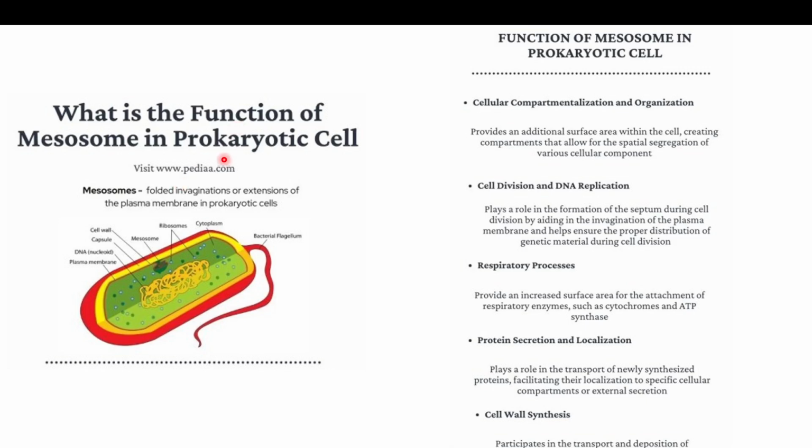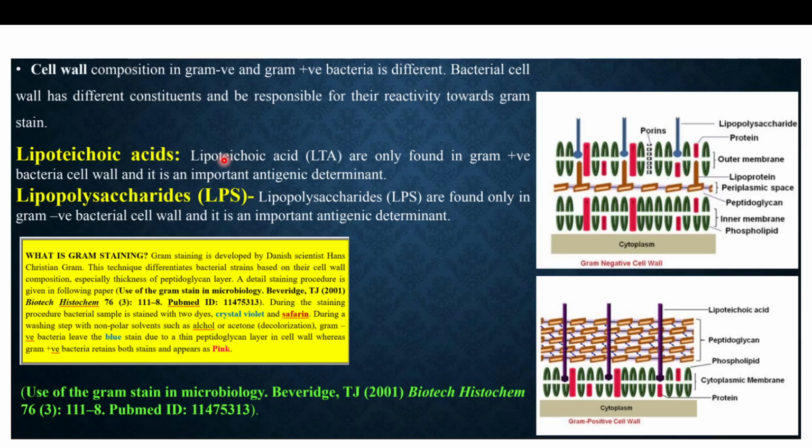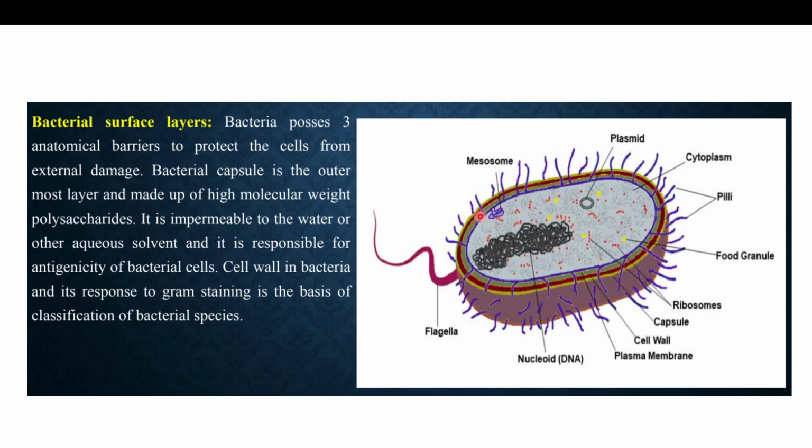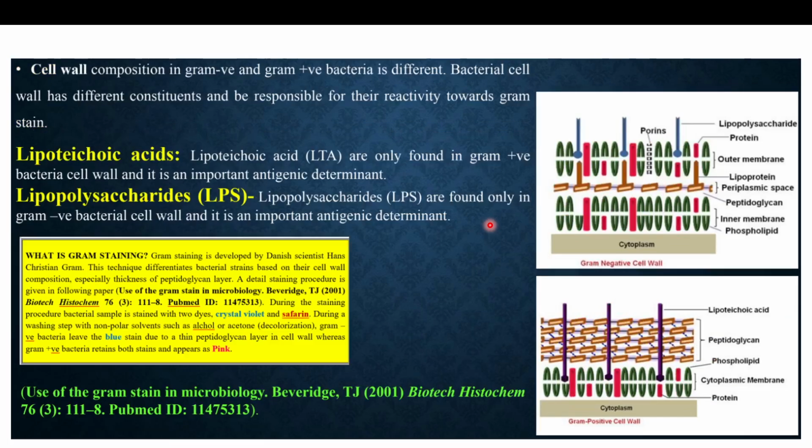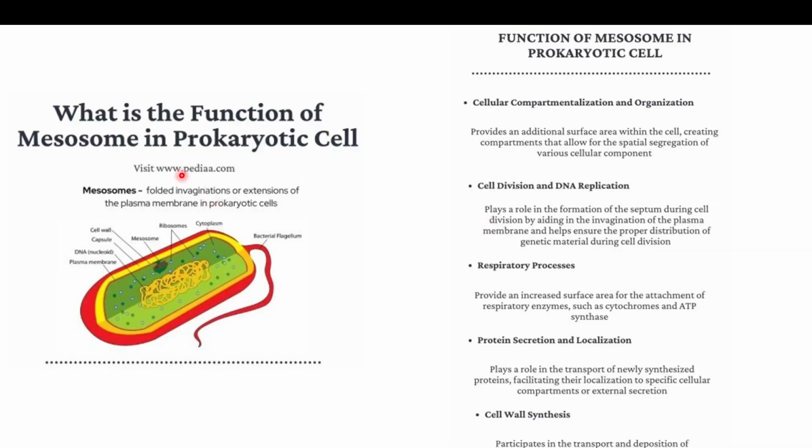Okay. Now, in this bacterial or prokaryotic cell, we see some invagination here, which is called the mesosome. Mesosomes are folded invaginations or extensions of the plasma membrane inside the cytosol or cytoplasm of prokaryotic cells. Mesosomes are still being studied extensively, and what is their role? Basically, cellular compartmentalization and organization.